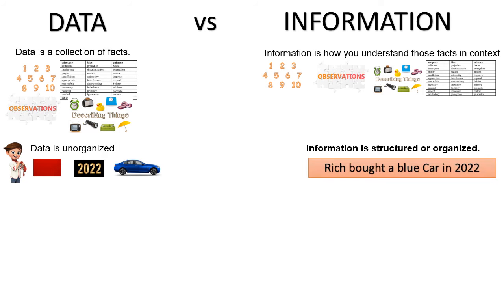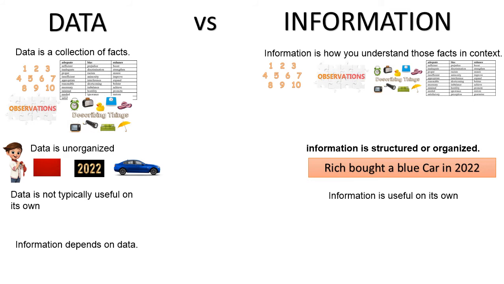Now we will structure it as, Rich bought a blue car. We see that it conveys a complete thought. Data is not typically useful on its own. Information is useful on its own. And finally, information depends on data.